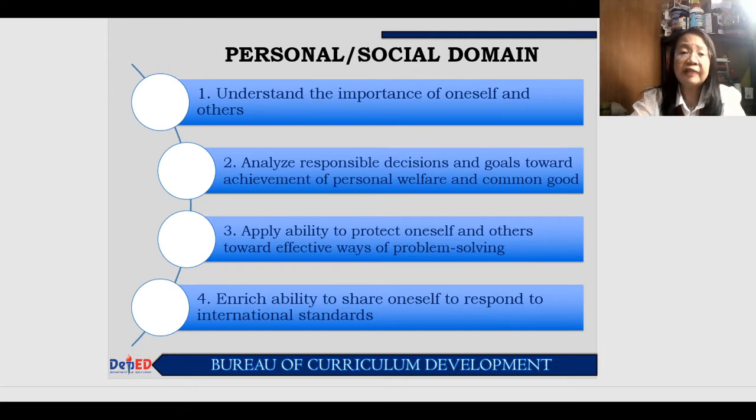And these standards are first, understand the importance of oneself and others. Second, analyze responsible decision and goals toward achievement of personal welfare and common good. Third, apply ability to protect oneself and others toward effective ways of problem solving. Fourth, enrich ability to share oneself to respond to international standards.